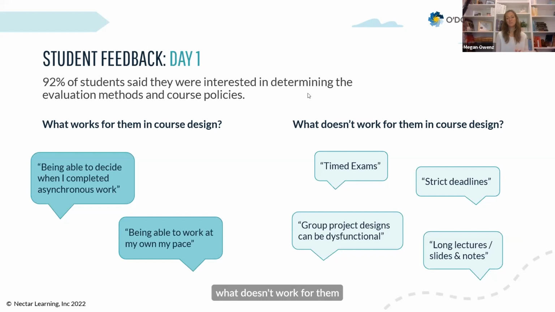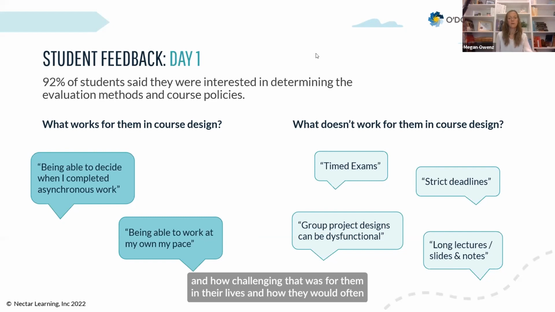What doesn't work for them was all things that related to really rigid expectations, right? Or outlines. Some students mentioned things like timed exams or timed quizzes and how stressful that was for them. Strict deadlines and how challenging that was for them in their lives, and how they would often be penalized when they didn't meet a strict deadline.